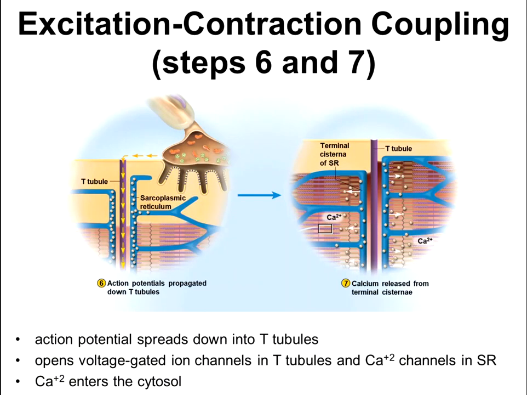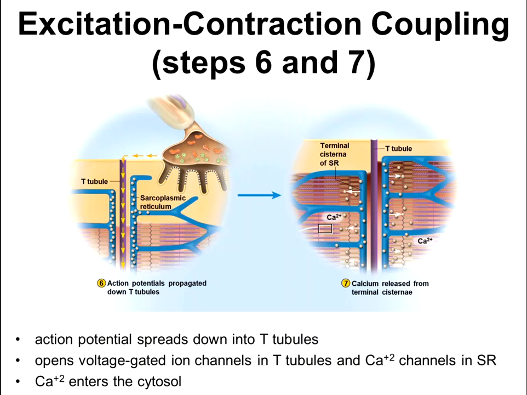So, once we have that action potential, we have what's called excitation-contraction coupling. We need that action potential to stimulate the contraction. So in step 6, we have this action potential being propagated down these T tubules. The T tubules are just these infolds in the sarcolemma that allow for penetration into the muscle.